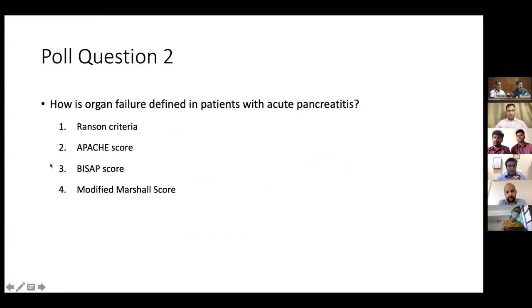Okay, so how is organ failure defined in patients with acute pancreatitis? Is it the Ranson criteria, Apache score, BICEP score, or the modified Marshall score?